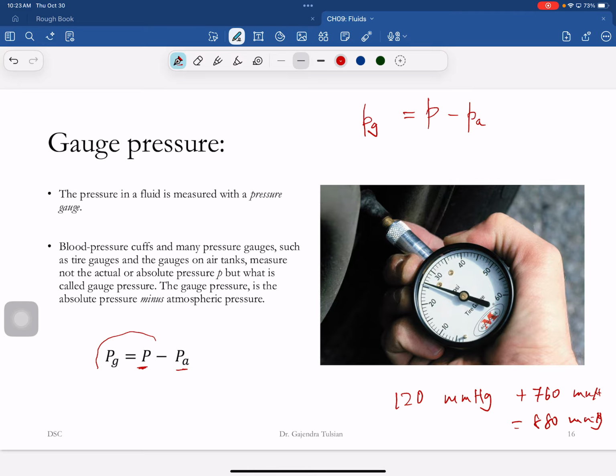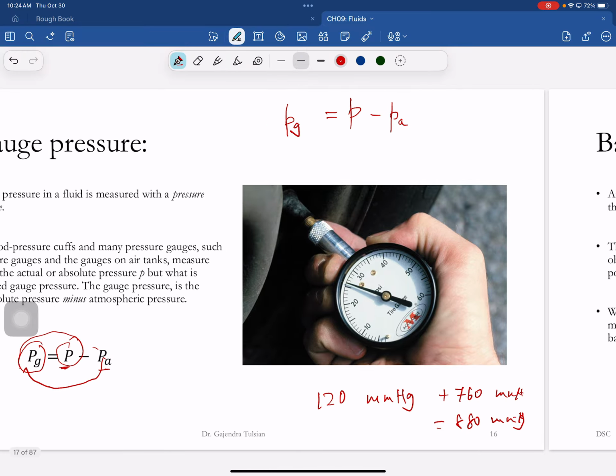What is the pressure in your car tires? Usually about 35 PSI, 30 psi, that's a gauge pressure. So the actual pressure is, this is 30 psi, so 30 plus 15, 45 psi is the actual pressure in your tires.